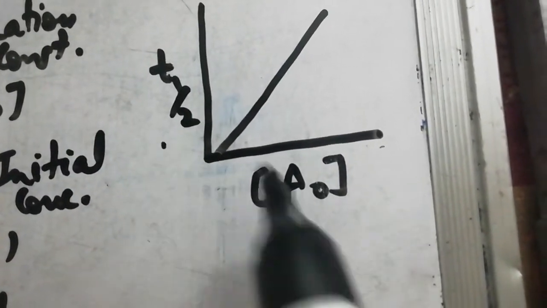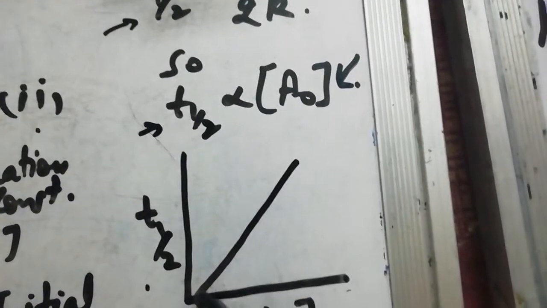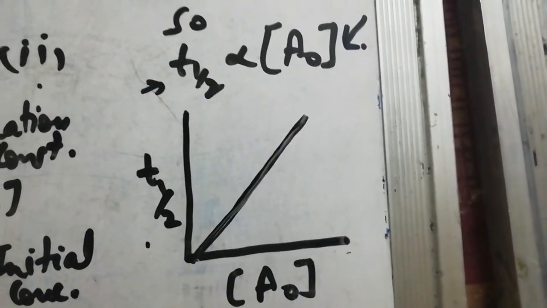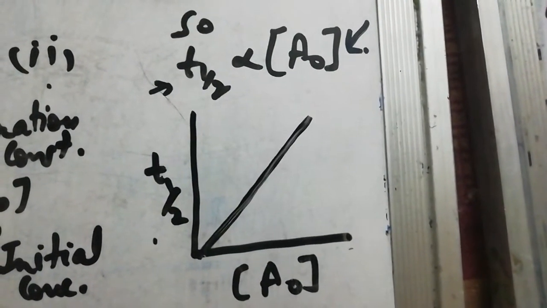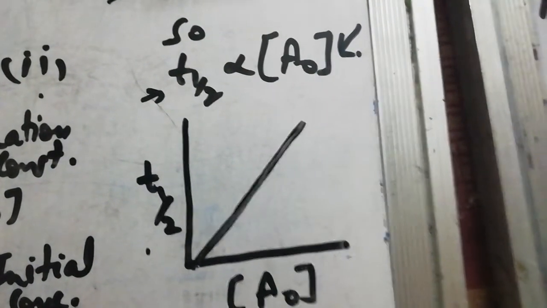So if we want to draw the graph, that is t half with concentration of the reactants, we can see that t half is directly proportional to the concentration of reactants. So this is the type of graph which we will get, that is we will get a straight line. So I hope zero order reactions, integrated rate equation for zero order reaction is clear, and t half, definition of t half is also clear.